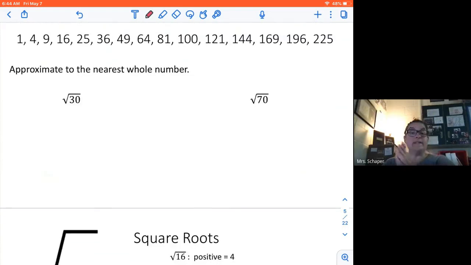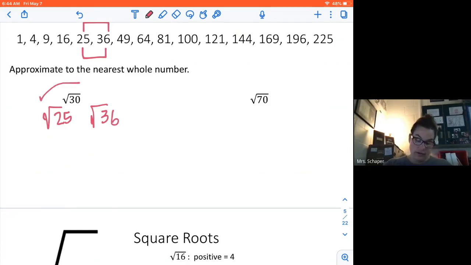This next one takes a little bit of a twist, and it says approximate to the nearest whole number, the nearest integer. So the square root of 30 is between the square root of 25 and the square root of 36.